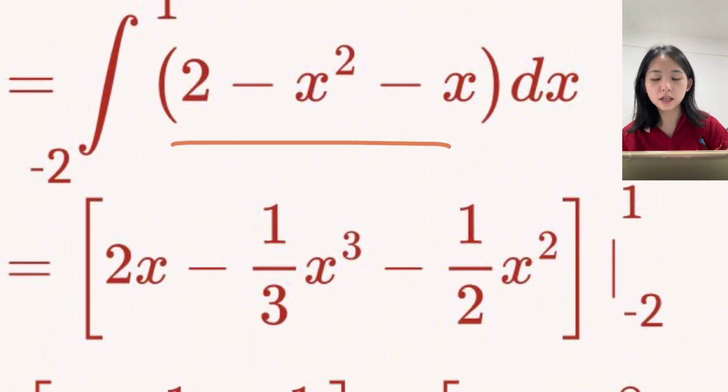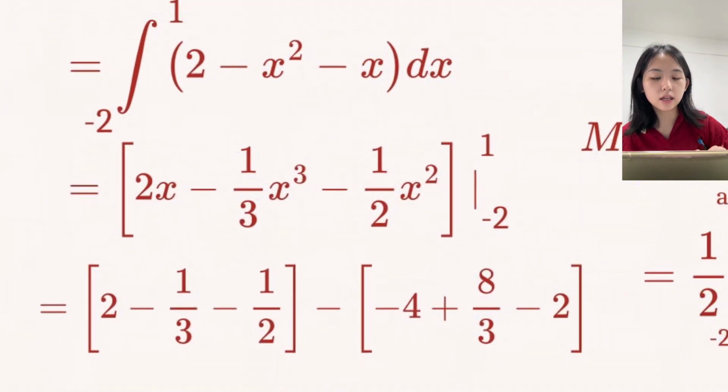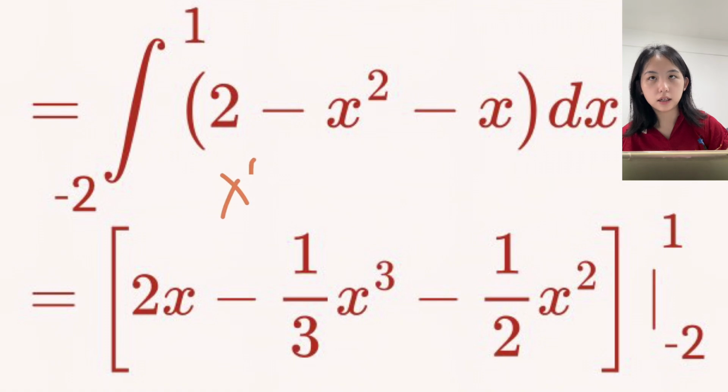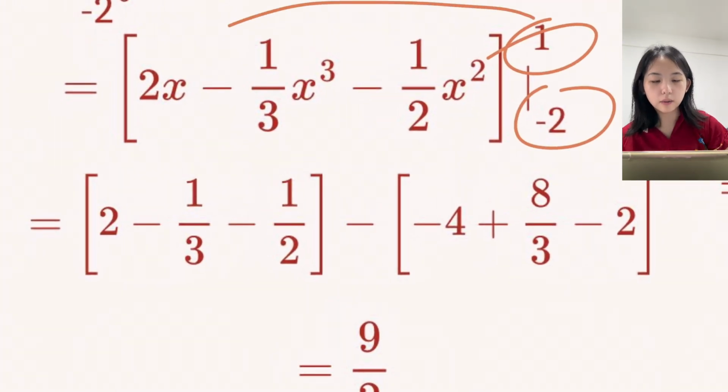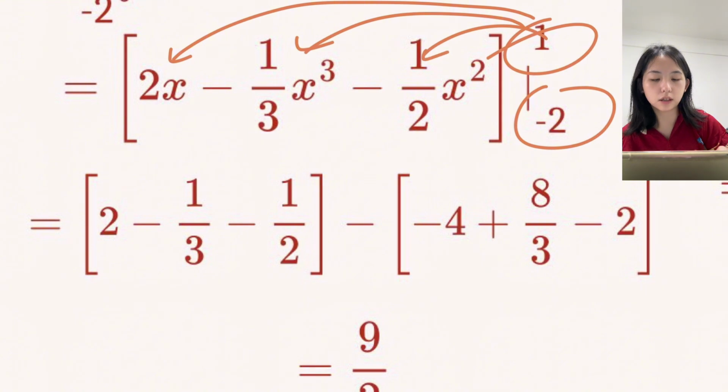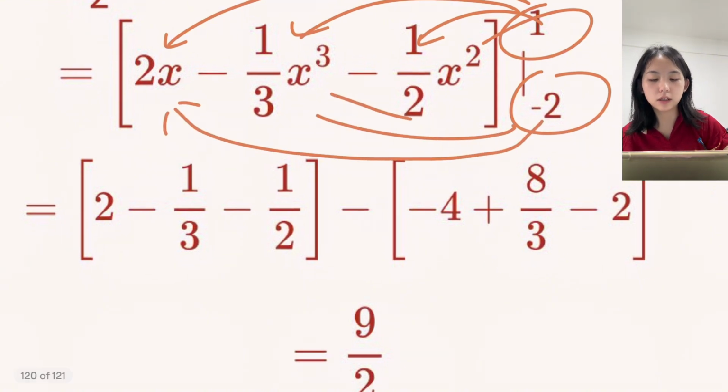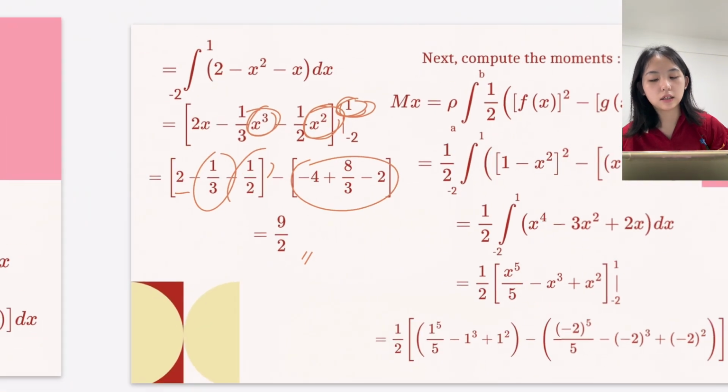The integral of 2 is 2x, the integral of x squared is 1 over 3 x to the power of 3, and the integral of x is 1 over 2 x squared. How can we get this? It's simply the power rule: the integral of x to the power of r is x to the power of r plus 1, over r plus 1. After that, we evaluate from minus 2 to 1, inputting 1 here, minus the whole expression with minus 2. If we calculate, we find the mass is 9 over 2.